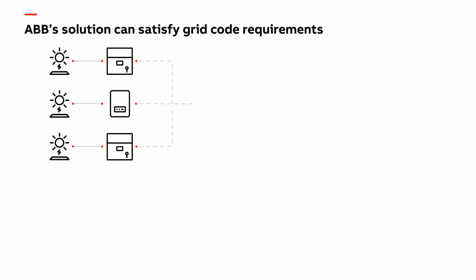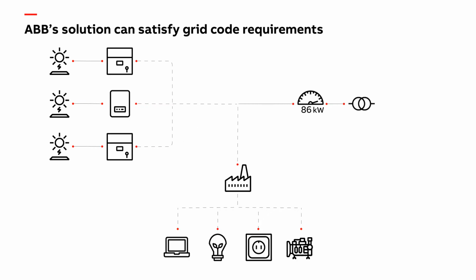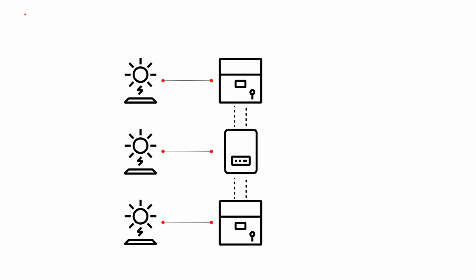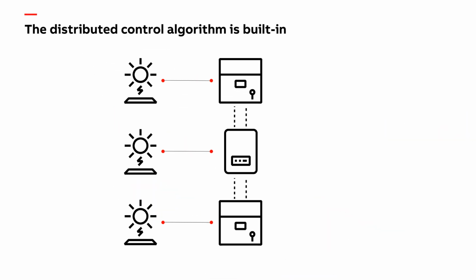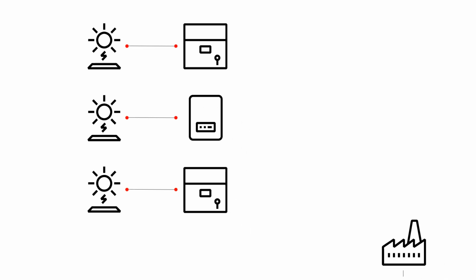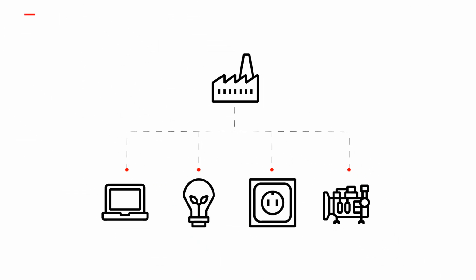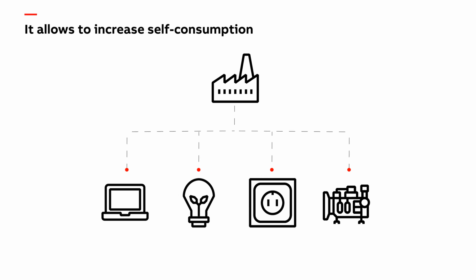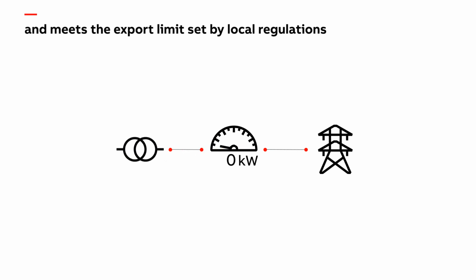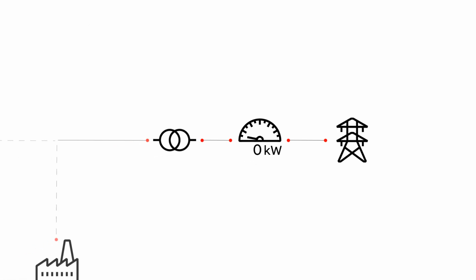ABB Export Limitation is an innovative distributed control algorithm directly built in the solar inverter, which is designed to satisfy the most demanding grid code requirements. The communication capability of the PVS string inverters enables direct data sharing without the need of any external device, allowing higher energy yields and increased self-consumption, in compliance with any limits set for exported power at either low or medium voltage connection points.